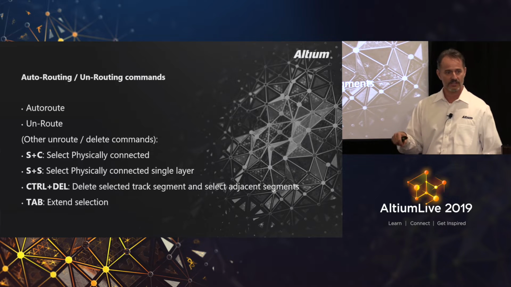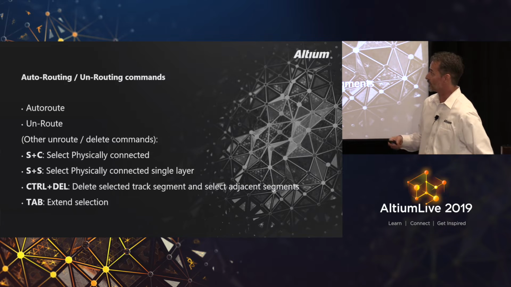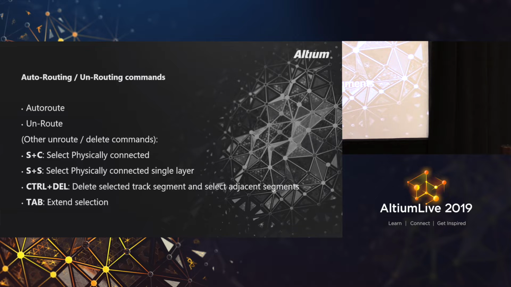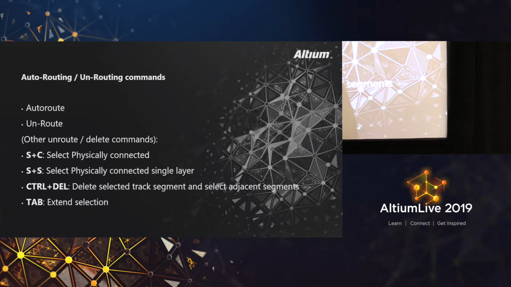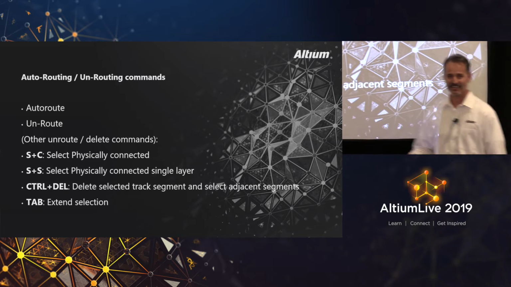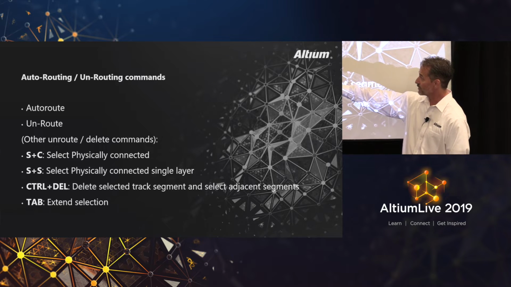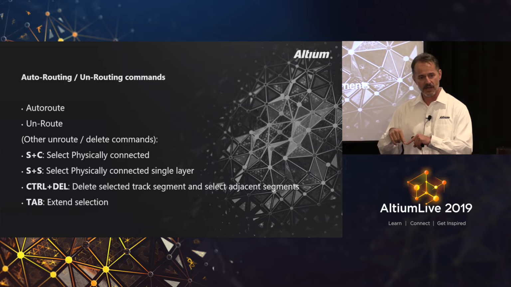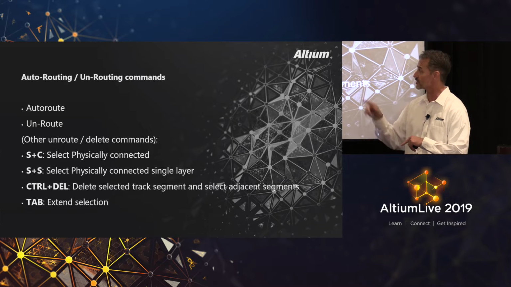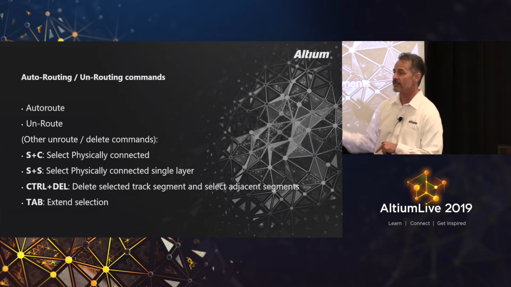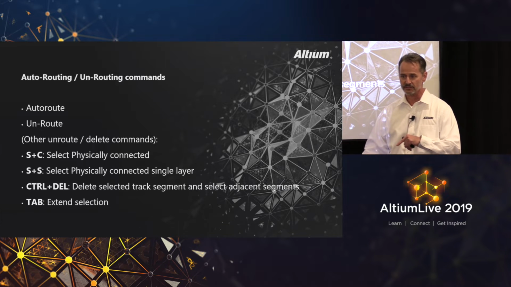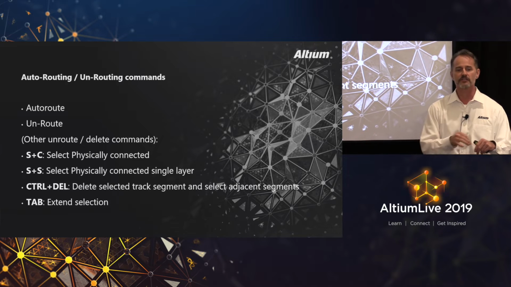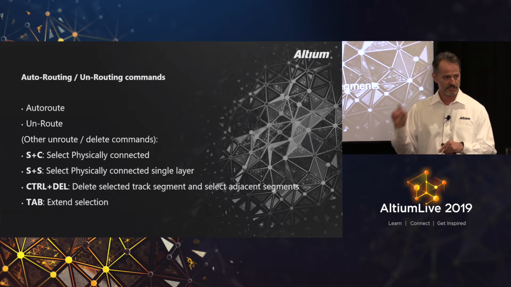So the other commands, now there are unroute commands. You can unroute a connection. We click on the connection to unroute that. There are now some special delete commands. There's select physically connected, and select physically connected on a single layer. So what that'll do, you click on the track, it'll select the whole track and then just let you hit the delete key. And if there are vias, it'll go through to the other layers, so you want to make sure to use select physically connected on a single layer. It'll just select all of the track between your pads, and then you just hit your delete key.